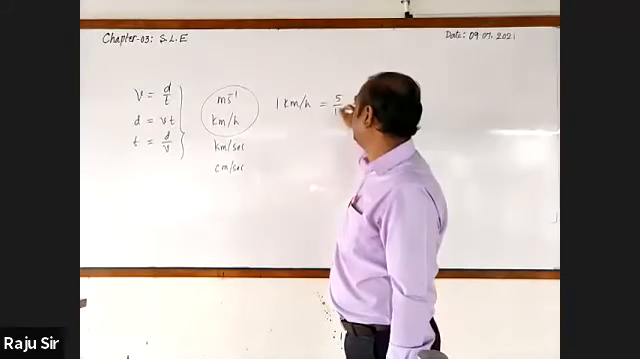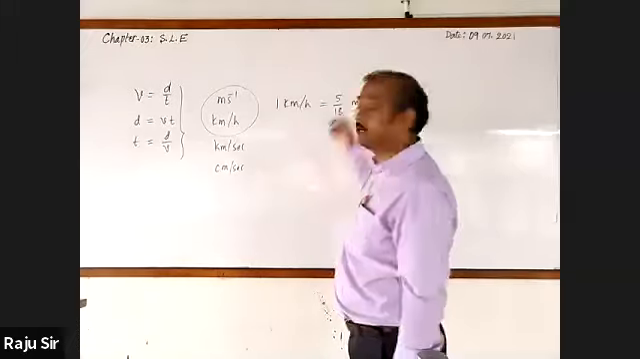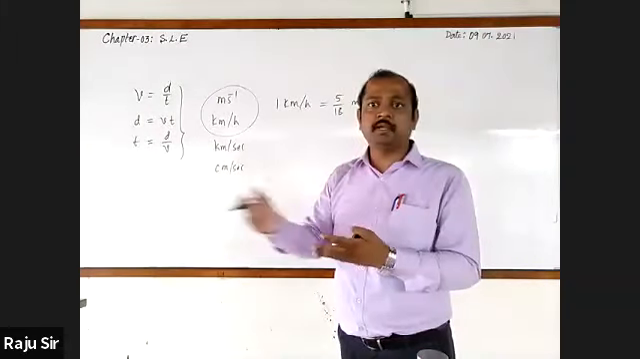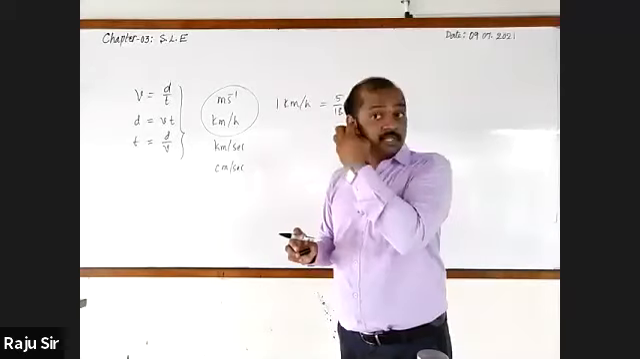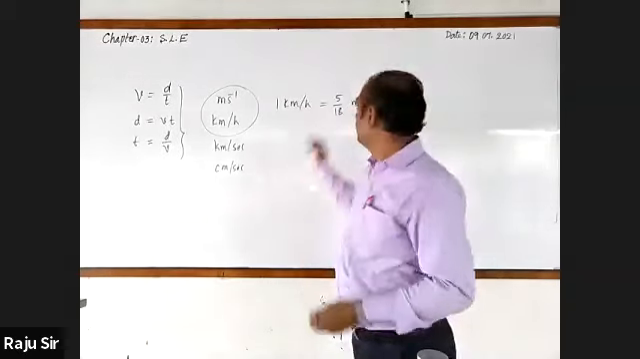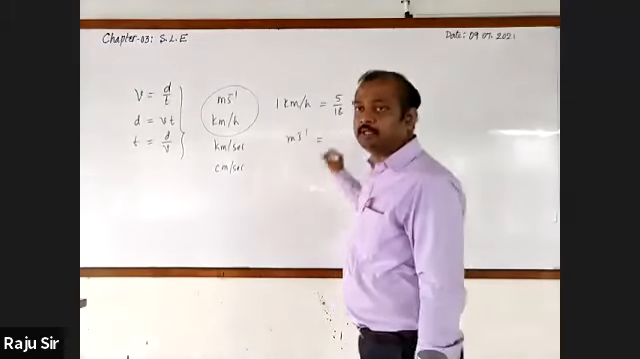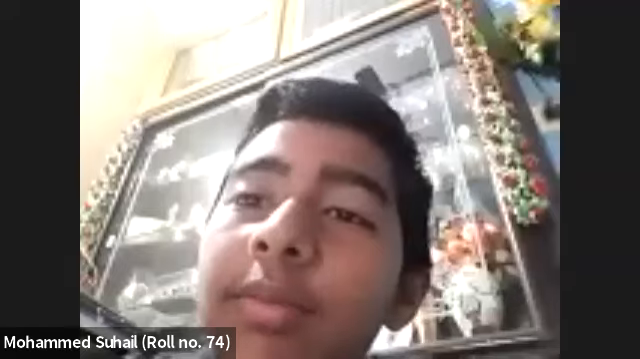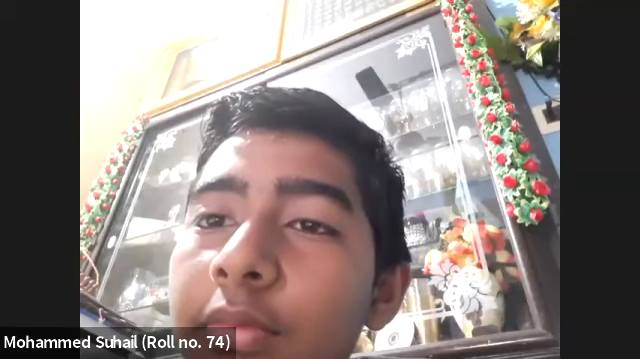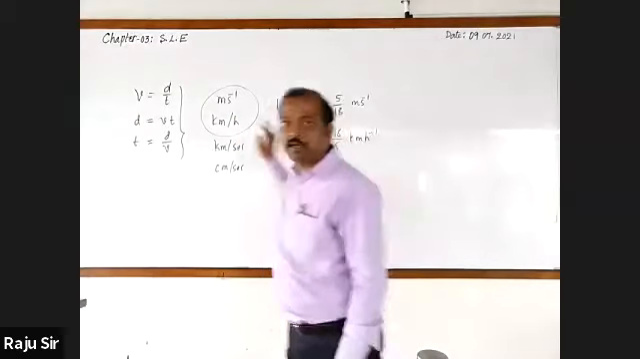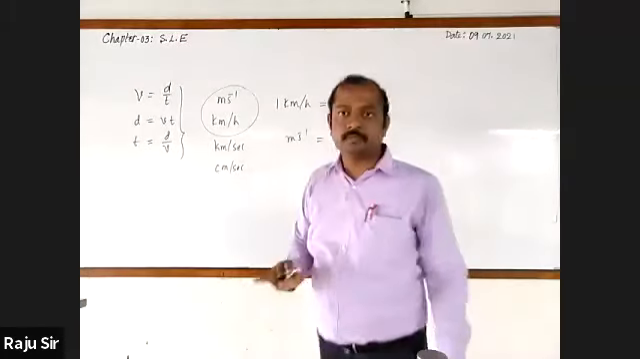1000 meter equal to 5 by 18 meter per second. You can express that in meter per second or kilometer per hour. You can also convert meter per second to kilometer per hour by multiplying by 18 by 5. Only these three points are enough to solve the problems.